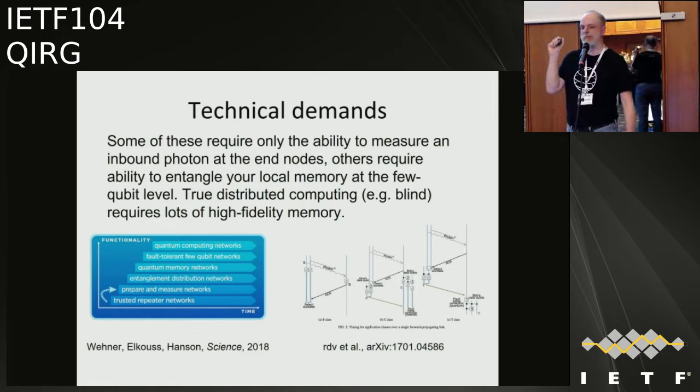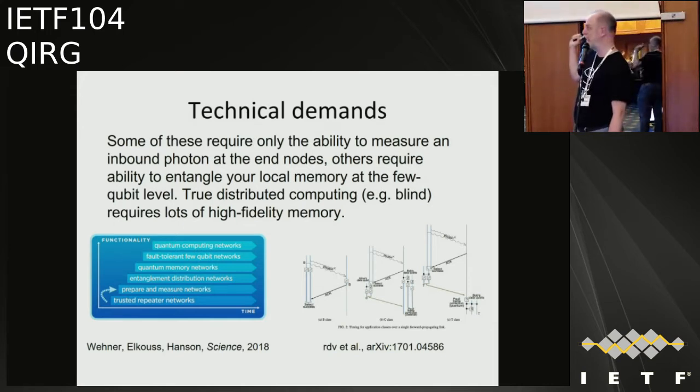Technical demands. Some of these require only the ability to actually measure photons that come at you. So you're sitting at home, you don't necessarily have to have a complete quantum computer at home, but you've got a pipe coming in, a fiber or something, and individual photons are coming out of that fiber. You need the ability to measure those. That's at one end of the technical spectrum. The other end runs all the way up to having really high precision quantum memories and a large scale quantum computer at your node in order to actually execute interesting algorithms over that. And that's a relatively long way away.